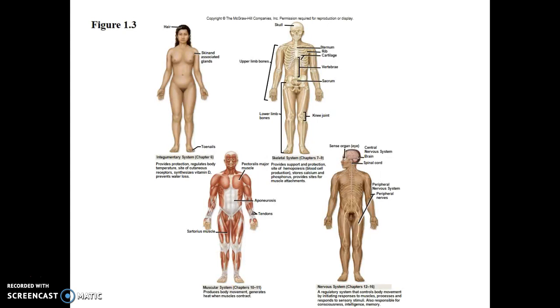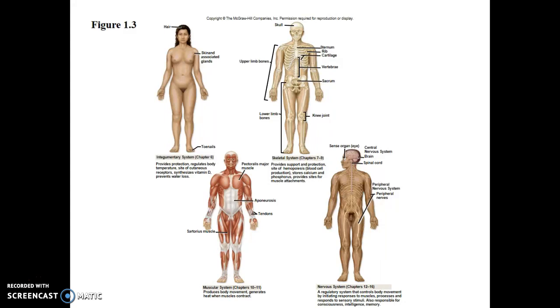The integumentary system is a system we'll talk about in Chapter 6. This system provides protection from the external environment. It helps us to regulate our body temperature by releasing heat to the surface and then sweating to get rid of that heat. Provides the ability to produce vitamin D. Vitamin D is needed for bone health and to maintain calcium levels in our body. Prevents water loss so we don't dehydrate.